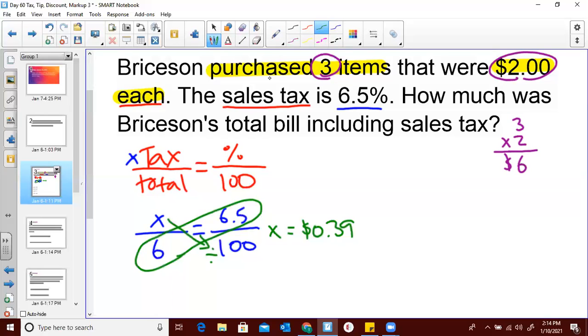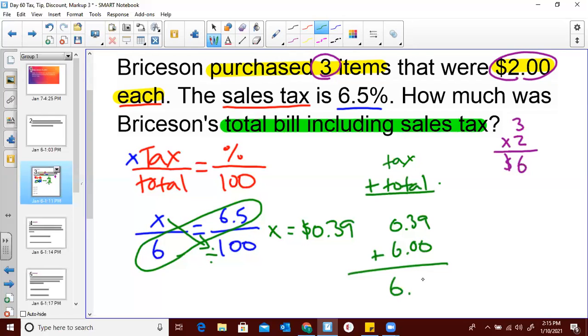All right, now we have to do our last step, and that is just look at what the question's asking. So how much was Bryson's total bill, including sales tax? Well, from previous days, we know that we're going to want to add our tax and our total. And when we do that, we will add our 0.39 to our total, which was $6. And you'll see that our total price, including sales tax, is $6.39.